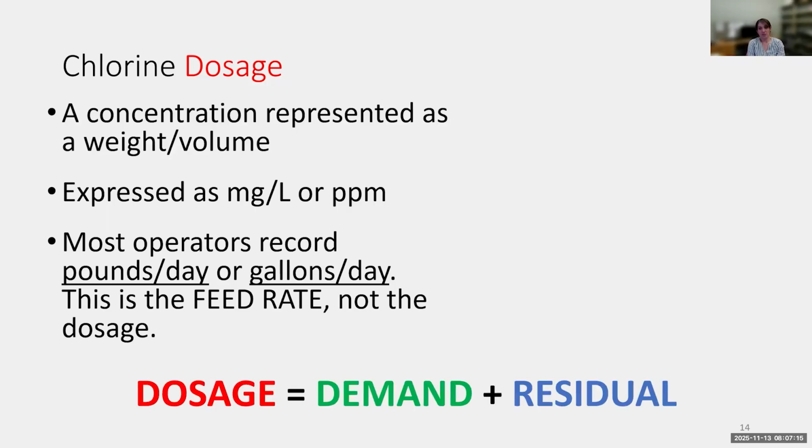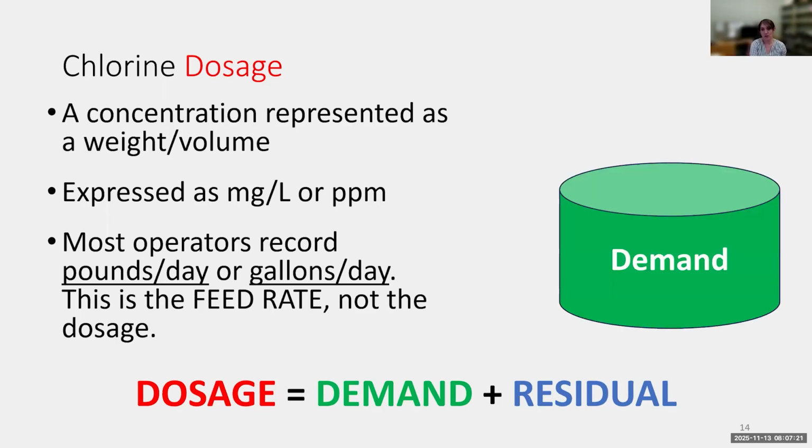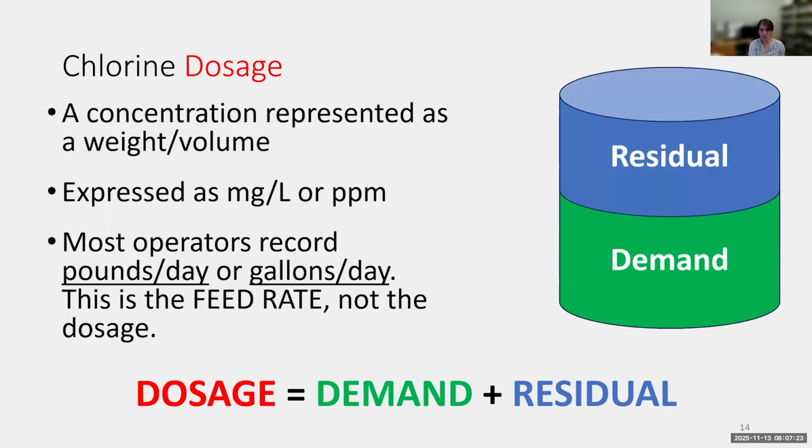How do we know how much chlorine dosage our system needs? Well, the dosage is the total amount of chlorine used through both demand plus the chlorine residual that we want left in our system after the demand is satisfied. So those together equal our dosage.